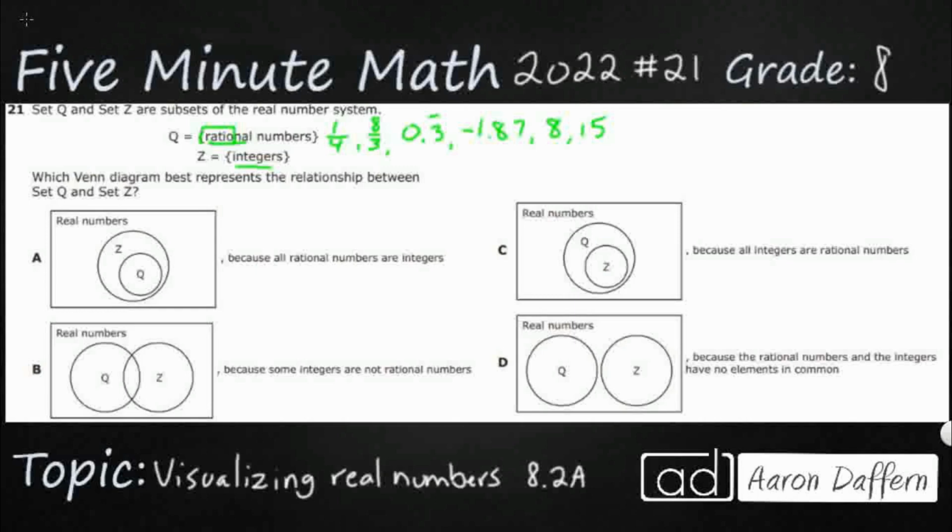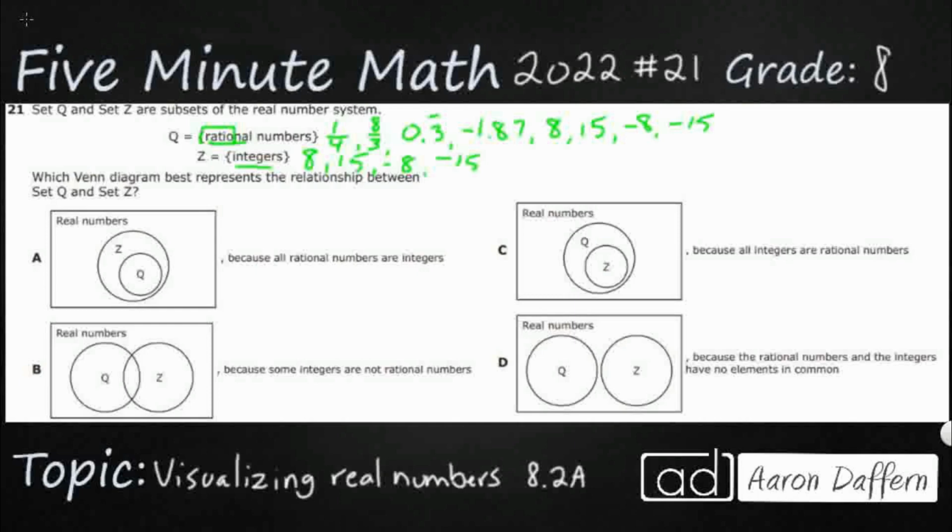Now integers are going to be whole numbers, like 8, 15, right? We can do that. But they're also going to be on the other side of 0. So you can have -8, -15. What you can't have are any decimals. You can't have any fractions. Okay. So if we wanted to, I guess we can add that to our rational numbers. You can have -8 and -15.